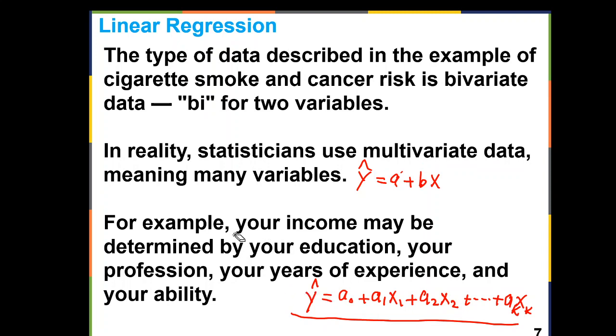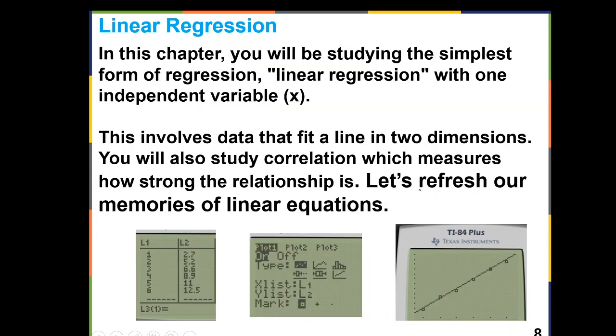So here's an example. For example, income. Someone's income might be dependent on number of years of education, kind of profession that they're in, number of years of experience, and ability. So you see, there are many factors involved. We are going to do calculations only for a situation where we have one dependent variable and one independent variable. Okay, so let's get started.